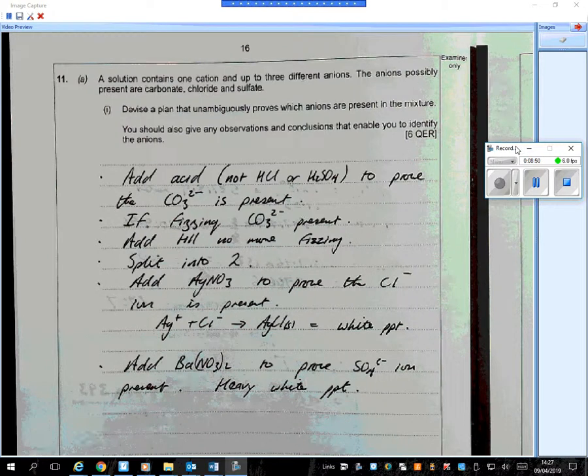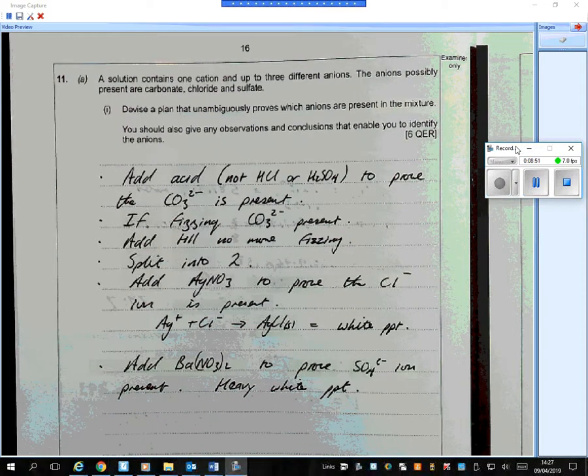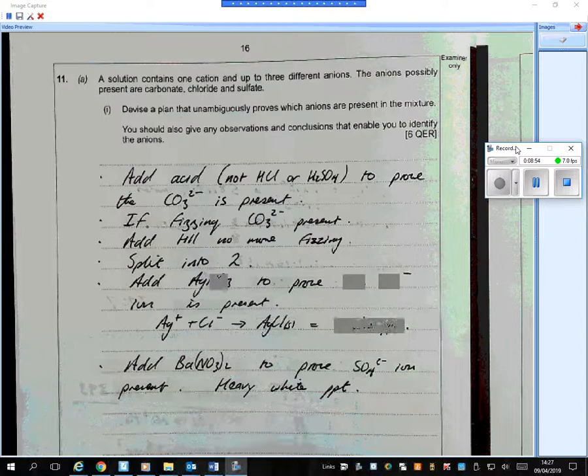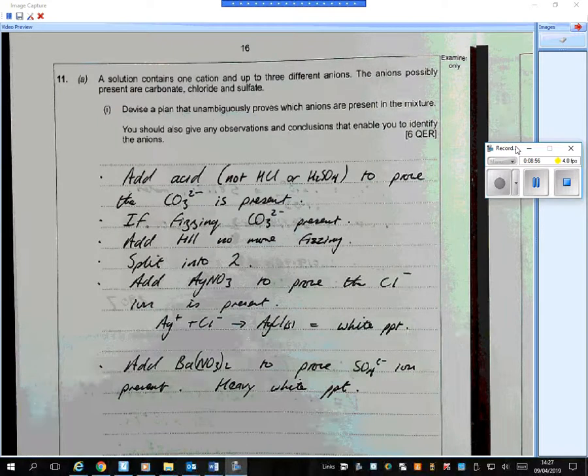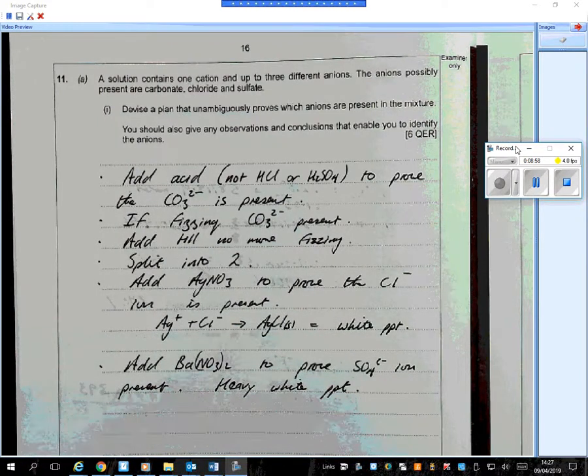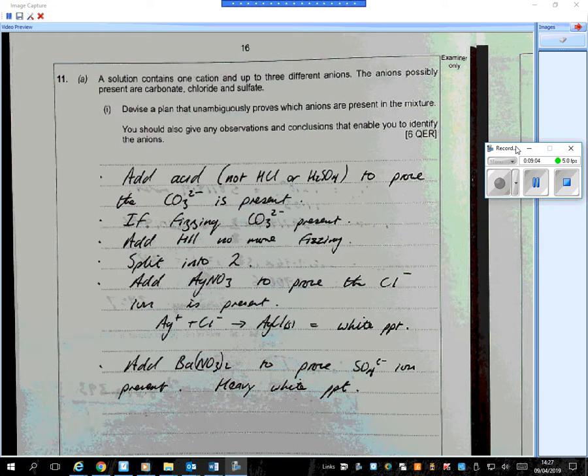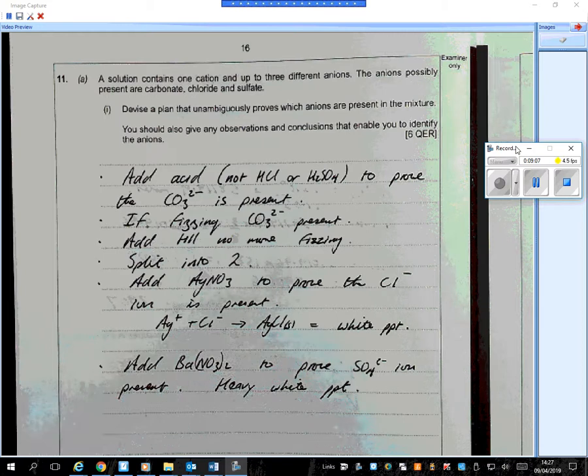And then for the sulfate, you want to add barium ions. So you could add barium nitrate. Don't add barium chloride, because obviously there's chloride ions there. To prove that there's a sulfate ion present, you're going to look for a heavy white precipitate. So you've got to know your reactions of your anions for that one.